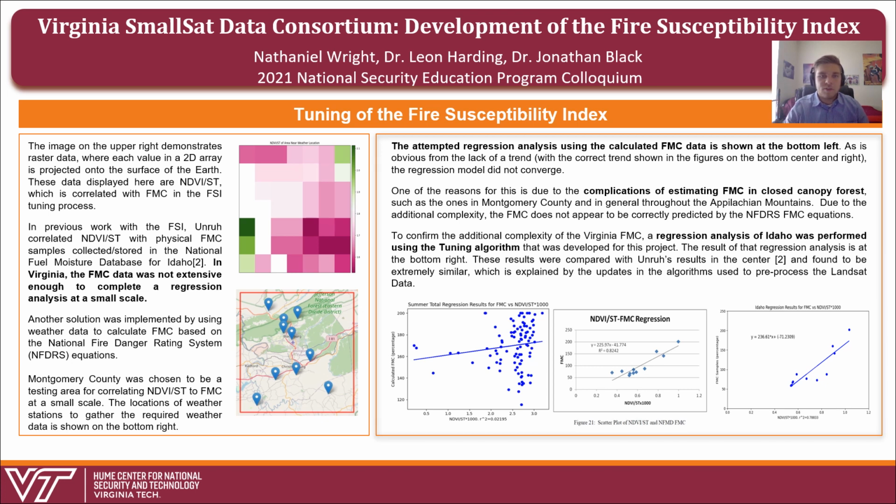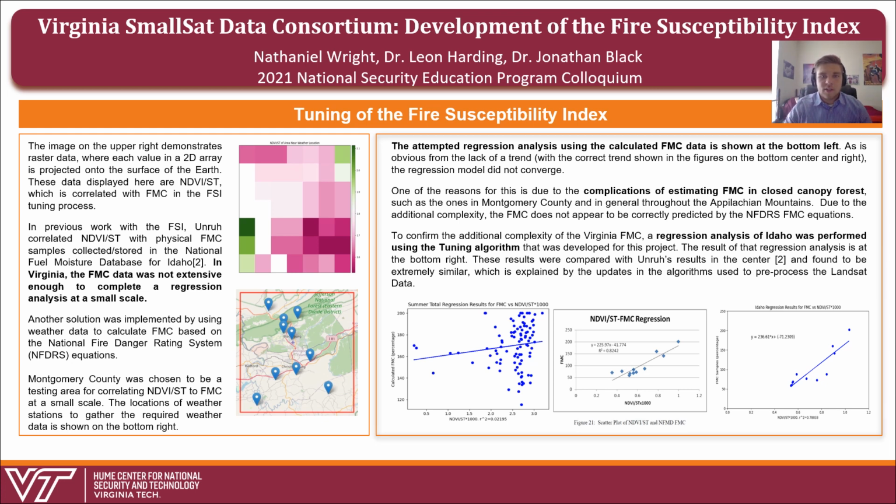In Virginia, the FMC data was not extensive enough to complete a regression analysis at a small scale. Another solution was implemented by using weather data to calculate fuel moisture content based on the National Fire Danger Rating System equations. Montgomery County was chosen to be a testing area for correlating NDVI divided by ST to FMC at a small scale. The locations of weather stations to gather the required weather data is shown on the bottom right. Other steps, such as validating the weather data, were completed throughout this process.